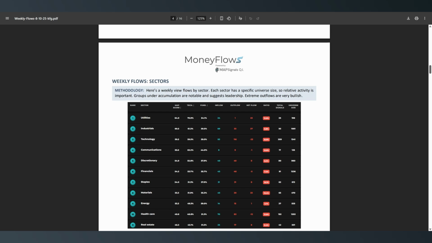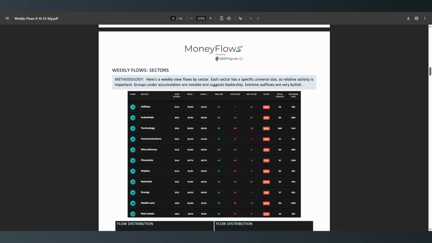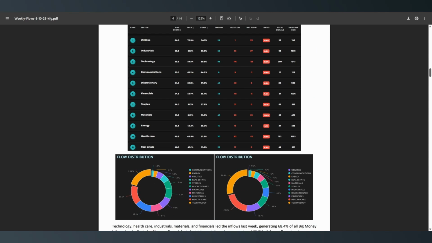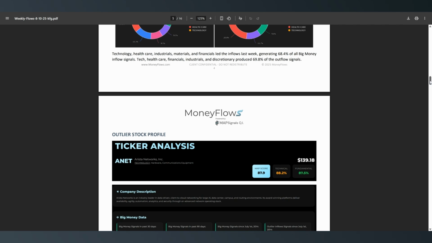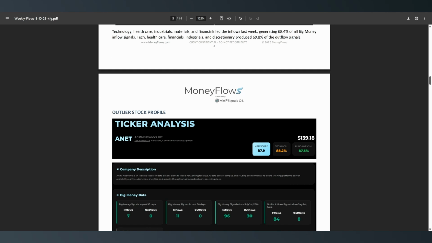You can see the technology had some outflows. Industrials had a lot of net inflows. You can see that materials specifically had a lot of inflows. So here you can see by sector what is attracting the most money. Here we have a flow distribution by percent. So this is looking at inflows by sector. This is looking at outflows by sector. So again, this is just giving you a very quick under the radar look at what is happening under the surface.